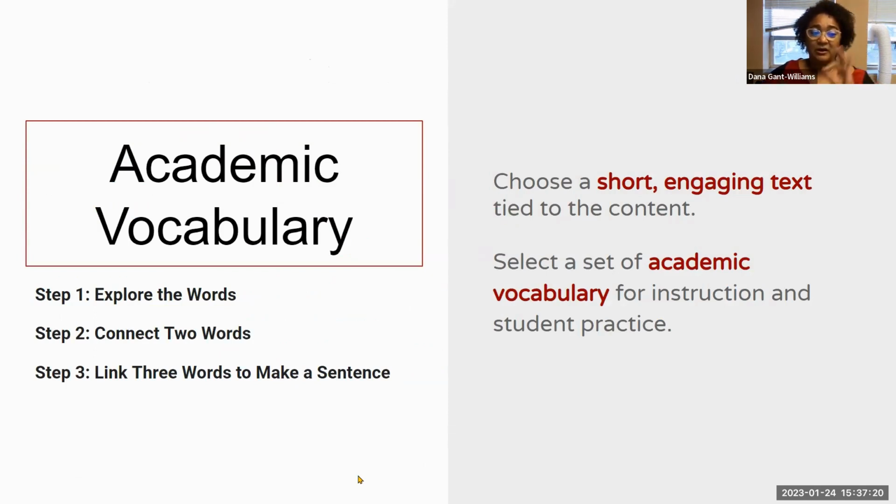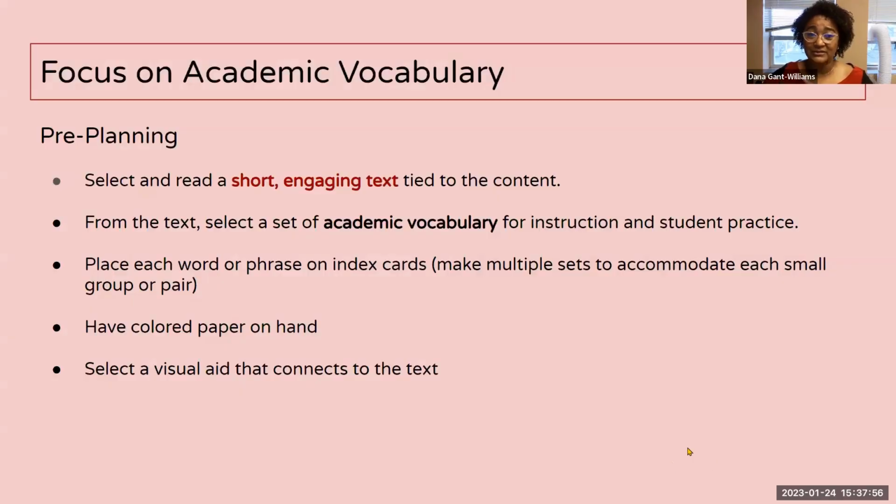All right, so the first round, academic vocabulary. In this strategy, there are 3 steps to this first round. It also involves pre-planning, because this is where teachers have to go through and read a short text. You actually have to create manipulatives with the academic vocabulary or academic language you pull out. The first step is to explore the words. The second step is to connect the words. And the third step is to make a sentence with these words. So let's get started with this. And you guys are going to go in breakout rooms and practice this on your own.